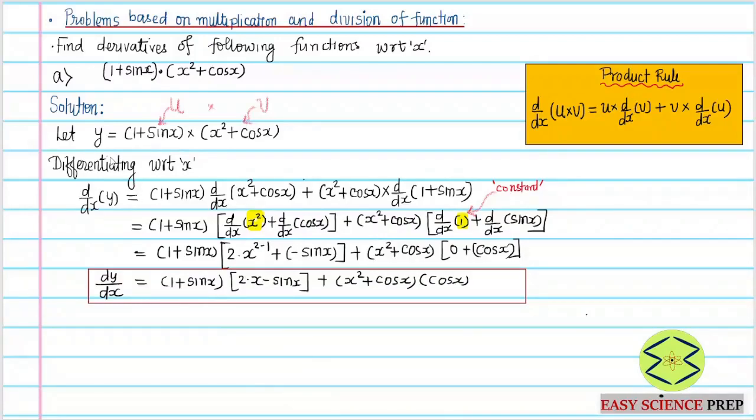Now let me take one more example. We have, let's say, e raised to x plus 2 tan inverse of x, times x cube plus 4. We need to find the derivative of this function. Again, there are two functions multiplied together, so we can use u into v, that is the product rule.